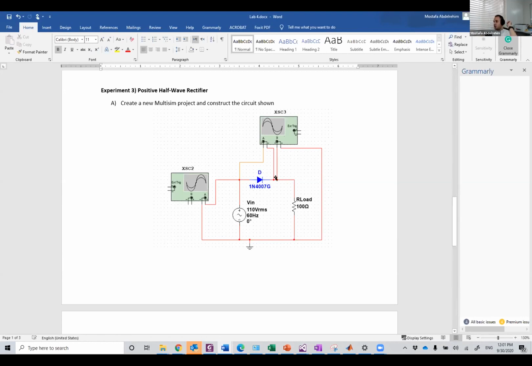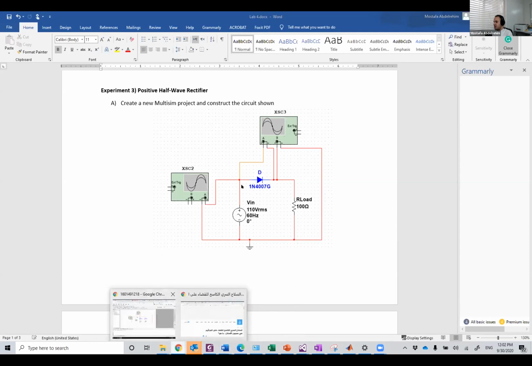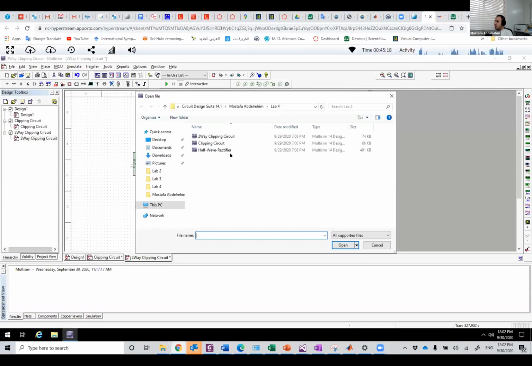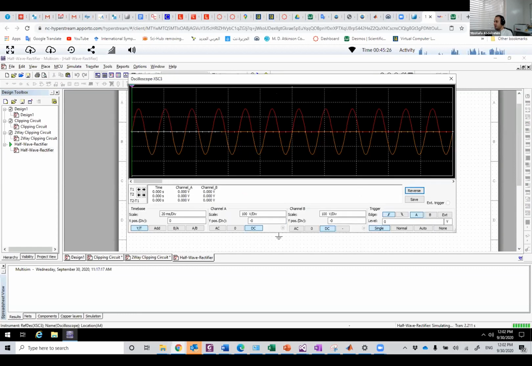Then check the output on the diode and the output on the resistor. So let's do it very quickly with you. I already did it. It shouldn't take time. So this is a half wave rectifier. This is the circuit. So let's run it. This is the output on the resistor. Only the positive halves go through, and the negative half just goes to the diode.